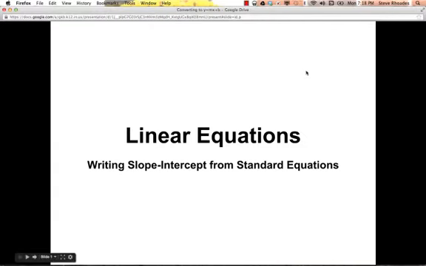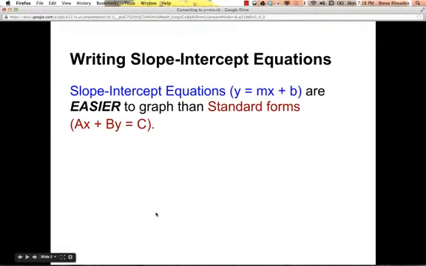In this lesson on linear equations, we will learn how to write slope-intercept equations from standard equations. The reason why we want to write slope-intercept forms of the equation is that it's not easy to graph standard equations. Remember, standard equations are in the form of ax plus by equals c. It's not impossible to graph them, but it does take quite a bit more work. So we want to change these forms of the equation to slope-intercept, which is y equals mx plus b.